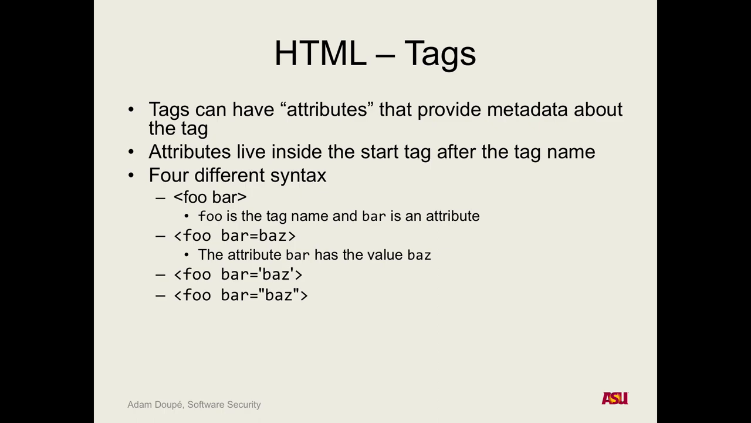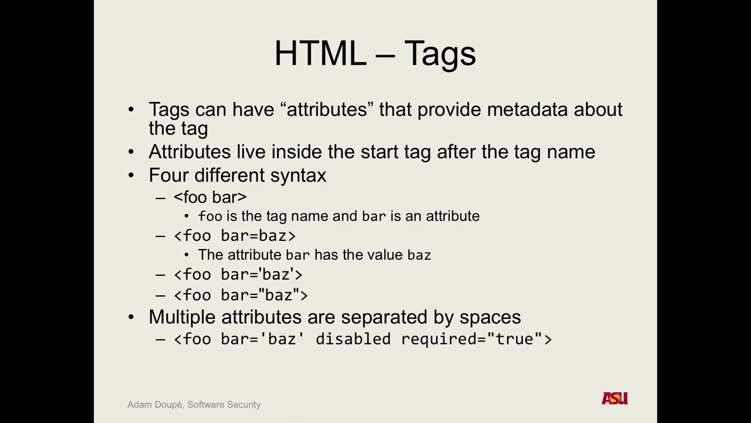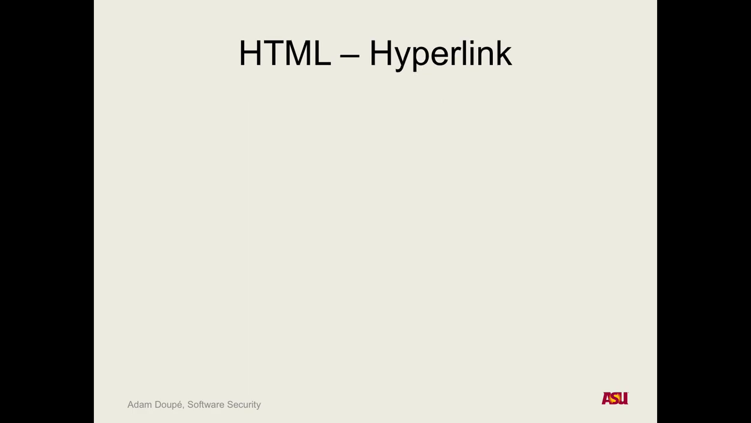So these are all the different four types of syntax, and there are different escaping mechanisms. In single quotes, you need to use a backslash to escape it. With the double quotes, you need to do the same thing with double quotes. You can put IDs, custom IDs. And multiple attributes are separated by spaces, so you can have multiple attributes on a tag. Each attribute can use a different syntax. So you can have something that looks like this. Okay, all right, we'll stop here. We'll come back up.